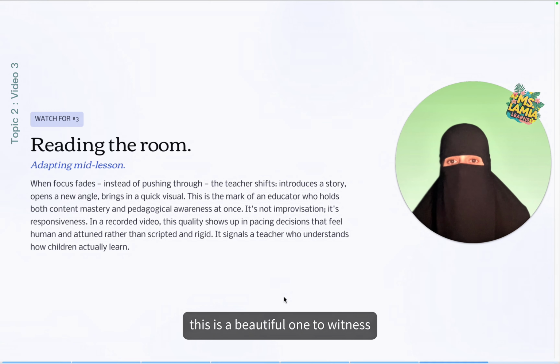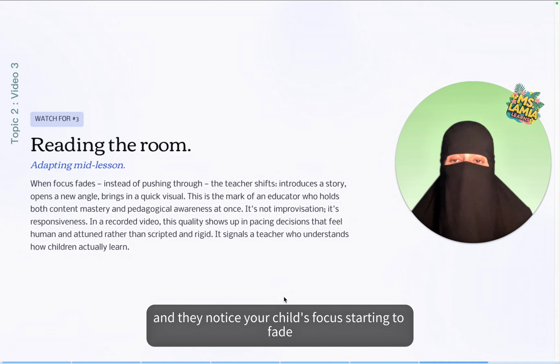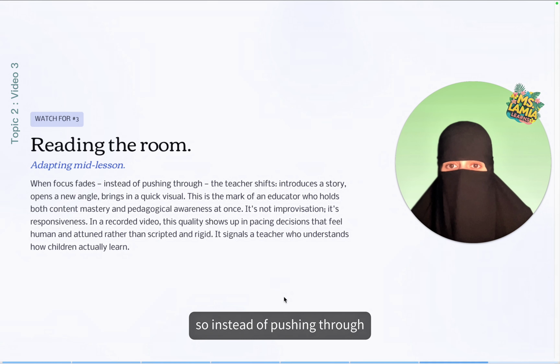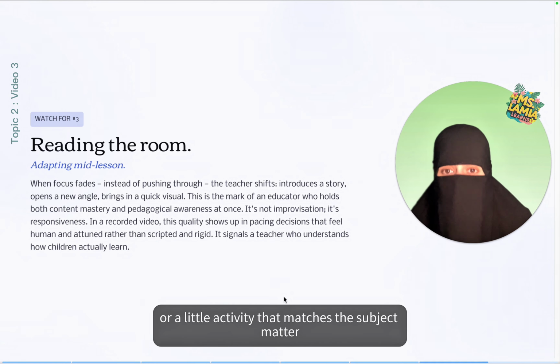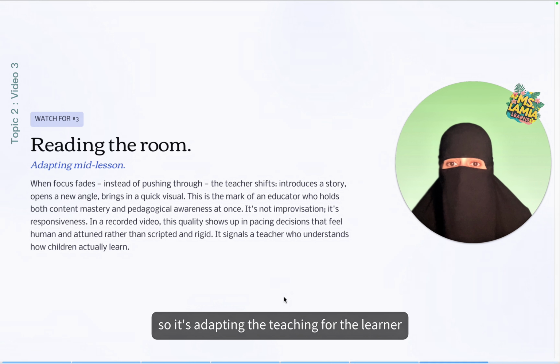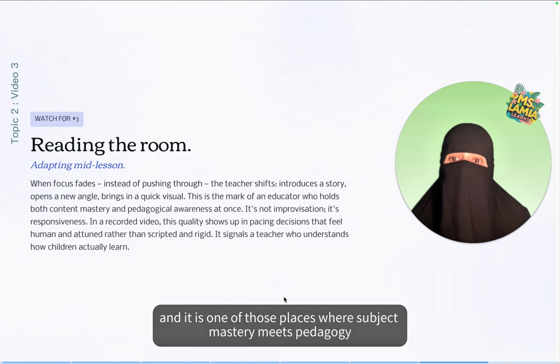Number 3, reading the room. This is a beautiful one to witness. The teacher's in the middle of a planned activity and they notice your child's focus starting to fade. Instead of pushing through, they adjust. They add in a small story or a different angle or a little activity that matches the subject matter. So it's adapting the teaching for the learner even in the middle of a lesson. This is an extremely valuable skill, and it is one of those places where subject mastery meets pedagogy in a beneficial way.